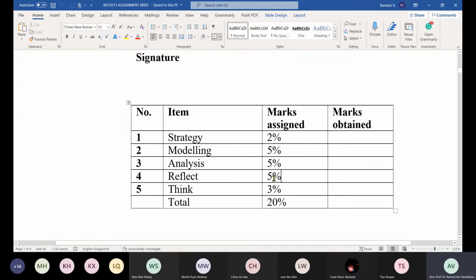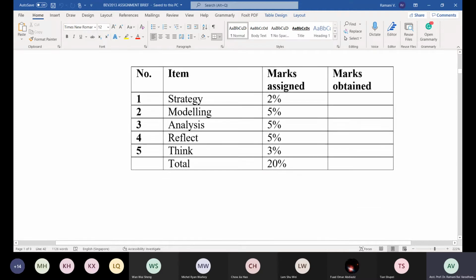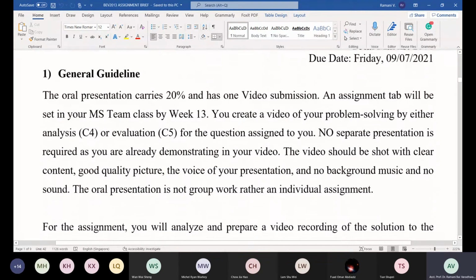What if the value is changing? What if increasing, decreasing? Why is this difference? What is the relationship between the parameters you determine? Something like that you have to talk about, its geometry or its axis analysis or its relationship between the parameters. That is what reflect means. And then finally, you may have an alternate answer for this also, a suggestion that you can come out with. That is evaluated for 3%.